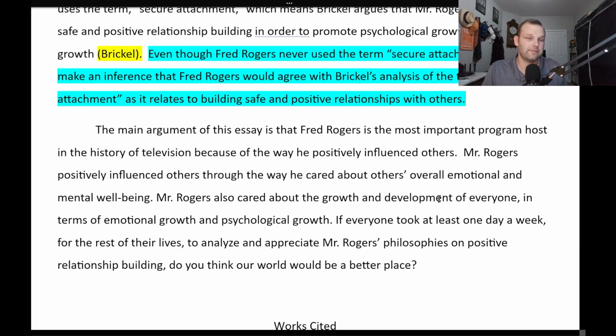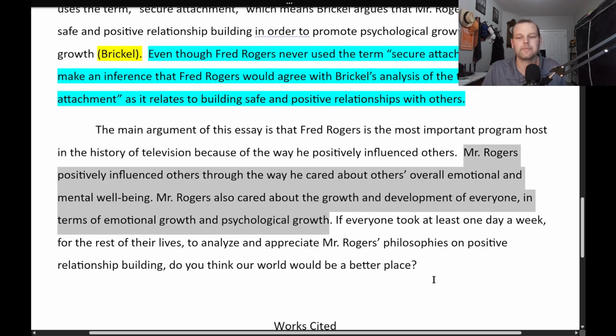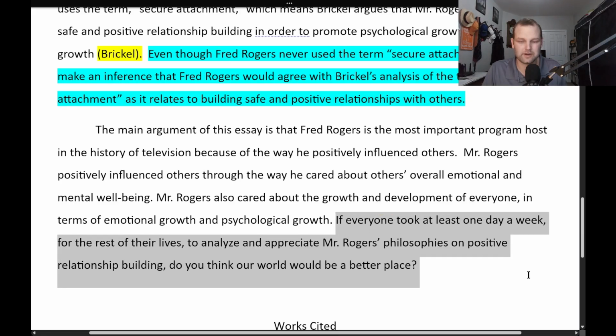Lastly, we're finishing off our argument essay with a nice conclusion paragraph. So restate the main argument, restate paragraph topic sentences, finish off your conclusion paragraph with an idea to really get the reader thinking. If everyone took at least one day a week for the rest of their lives to analyze and appreciate Mr. Rogers' philosophies on positive relationship building, do you think our world would be a better place? That's a good question. And you don't have to answer that question. Just let that question sit with the reader.